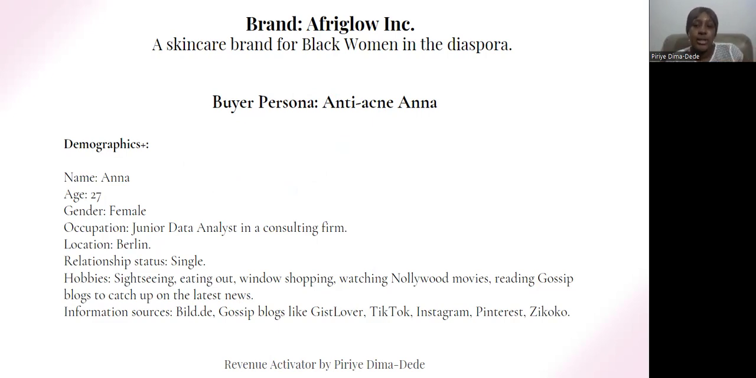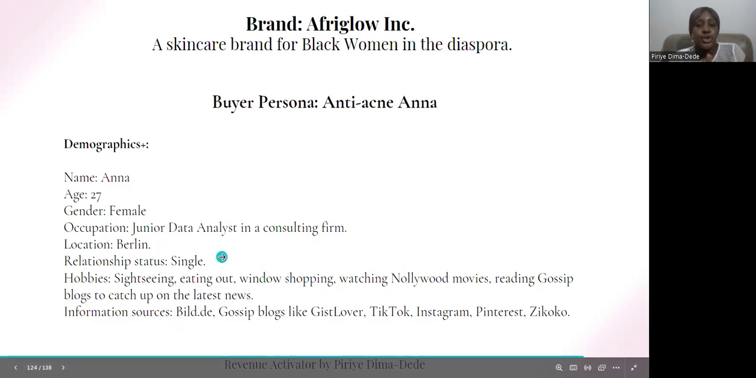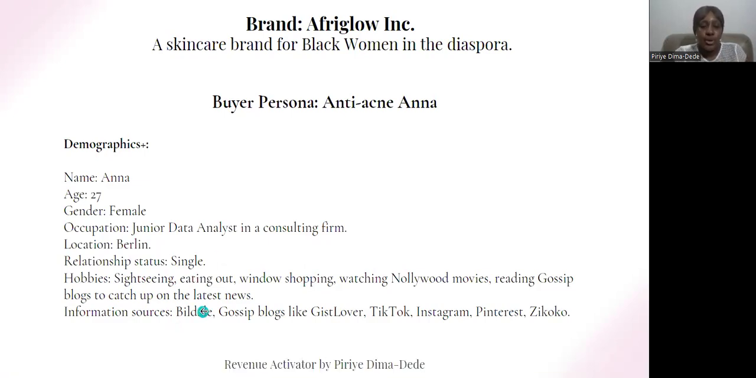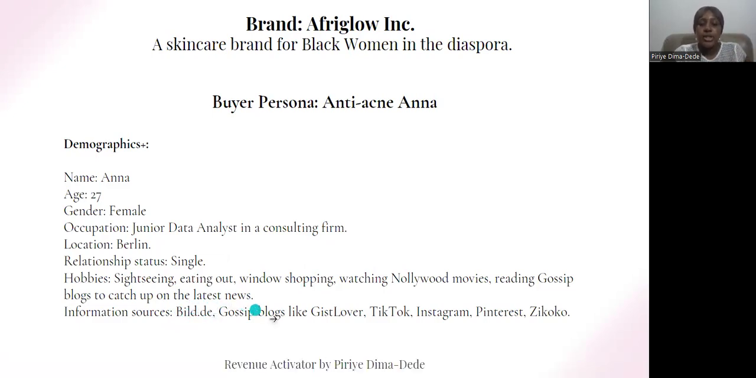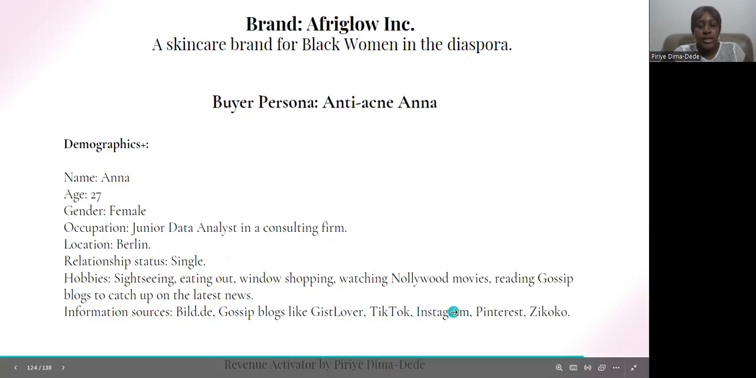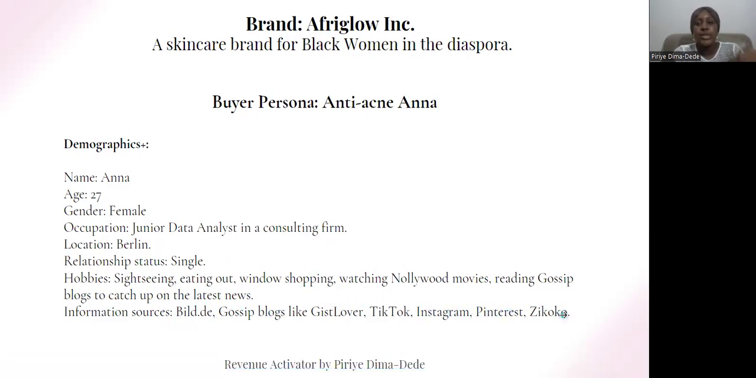What is their location? In this case, Anna is in Berlin because remember, it's a skincare brand for Black women in the diaspora. What is their relationship status? What are some of their hobbies? Anna has hobbies of sightseeing, eating out, window shopping, watching Hollywood movies, reading gossip blogs to catch up on the latest news. Where do they get their information from? This is the first one, bild.de, which is a Dutch newspaper. Then gossip blogs like Gist Lover, TikTok, Instagram, Pinterest, and Zikoko, which is a Nigerian media house.